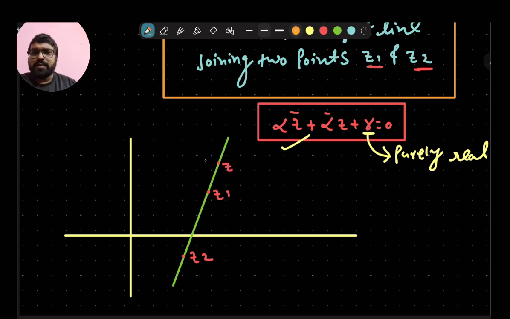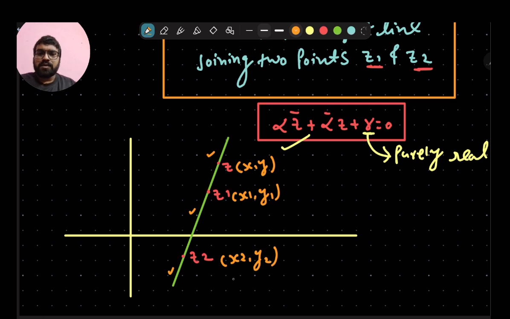Z can be here also, z can be in between z1 and z2 also, and z can be here also. There is no restriction because z is a general point on this line, so z can be anywhere. So I'm considering z here. Consider the coordinates of z as x comma y, the ordered pair form. Basically z is a complex number lying on the Argand plane, having the expression x plus iota y. Similarly, this will be x1 comma y1, and this is x2 comma y2.